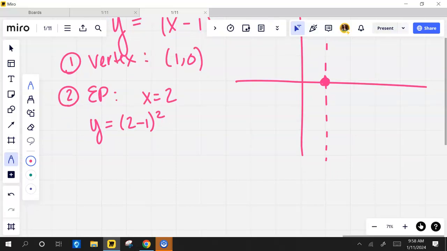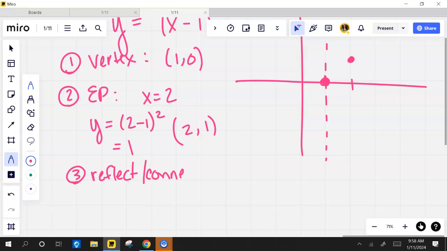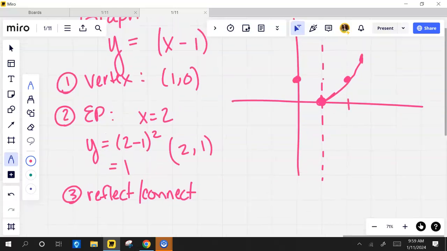So 2 minus 1 is 1, and 1 squared is 1. So that point is 2, 1. Over 1, and then up 1. And what do you think that last step's going to be? Reflect and connect. That's exactly right. Over 1, over 1. If you picked 0 and you plugged in, it should have still given you 1. There's my parabola.